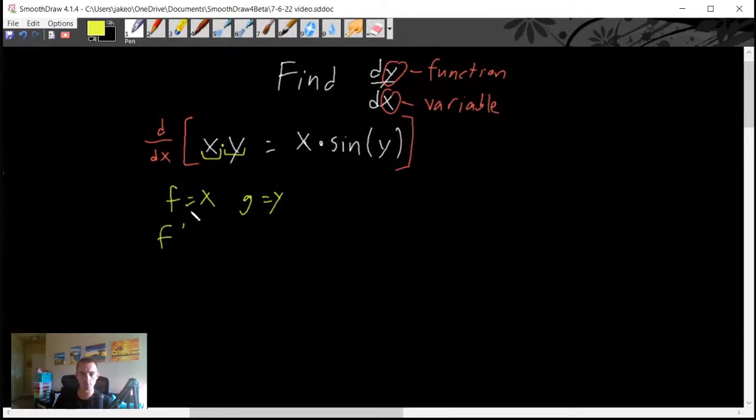Then you need to find f prime, which is just the derivative of f. The derivative of x with respect to x is just 1, right? Because this term right here only has your variable in it, so taking the derivative of it is going to behave the way you would expect it to. The derivative of x is 1.